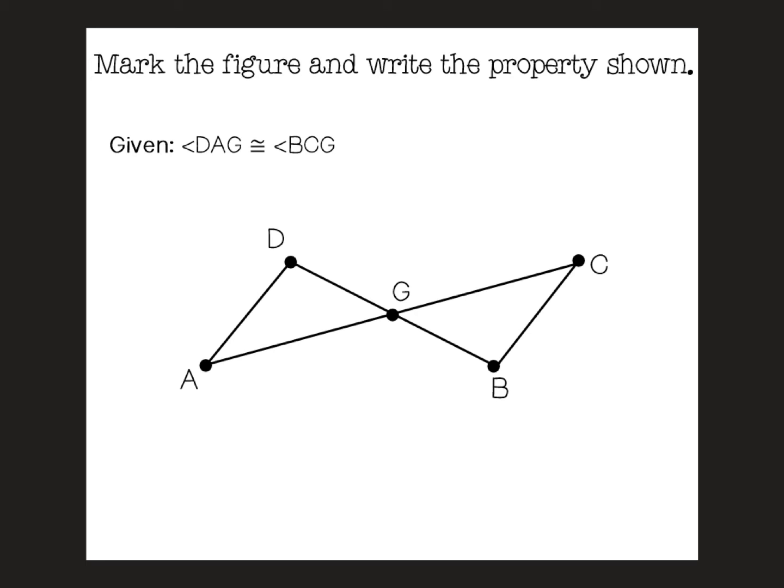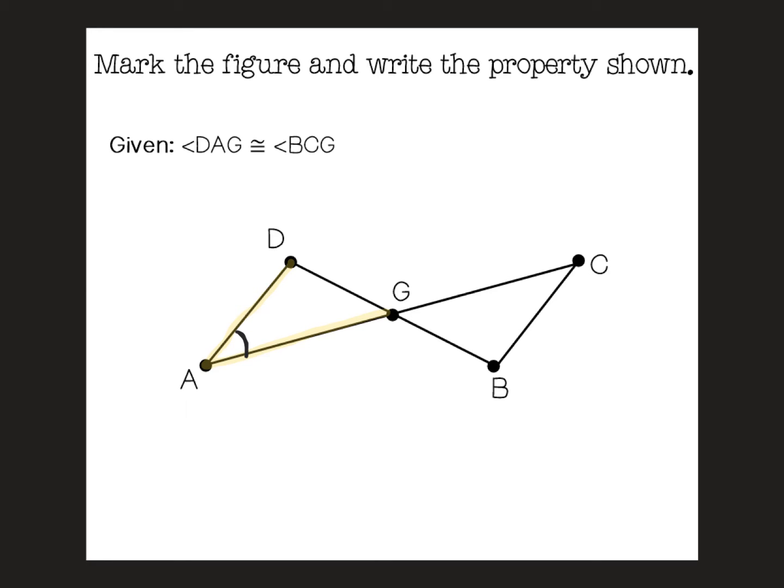This next one, we're marking the figure with the given information. So it says angle DAG is congruent to angle BCG. And sometimes it seems like we have a hard time when we're given more than one letter to name an angle. So if you literally just follow it, it starts at D, goes to A, goes to G, you can see that angle A is this angle that's outlined. So that's the angle I mark.